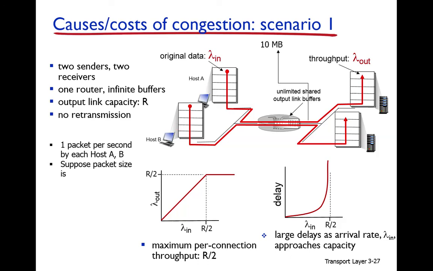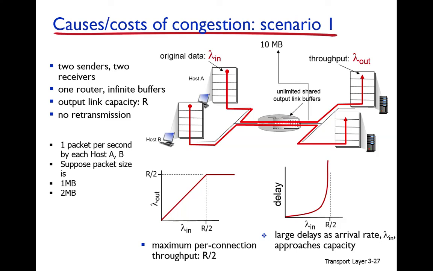And suppose the packet size is 1 MB. So if one packet is transmitted, 1 MB and 1 MB, it is 2 MB. So 2 MB data arrives and the link bandwidth is 10 MB. So when this 2 MB arrives, the data rate is less than 10 MB, so it will be immediately transmitted. It will not be stored in the queue.